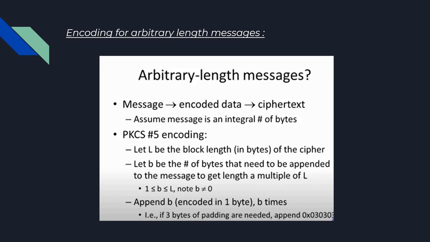That is, if the message is already a multiple of the block length L, then also, to maintain consistency, we will append one extra block to the message, and at the end we will append B bytes to the message, consisting of the data B, B times. That is, if 3 bytes is the data we need to append to the initial message, then we will append the byte of value 3, 3 times.